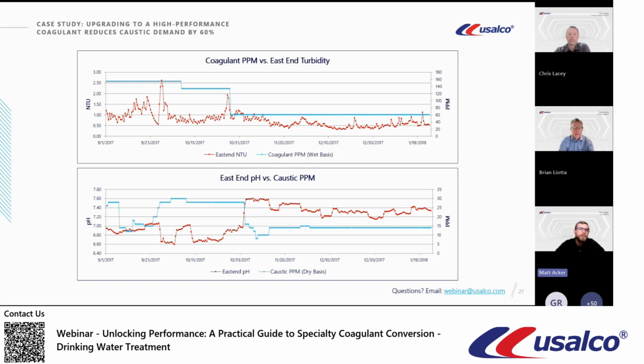And then as far as the caustic usage, as we calculated, we were able to reduce caustic dose by about 50% with the pH or alkalinity of the water that had come in when we started this trial. You can also see the settled water pH prior to caustic injection was much, much higher. And again, that goes back to the higher basicity coagulants, obviously, which consume less alkalinity.